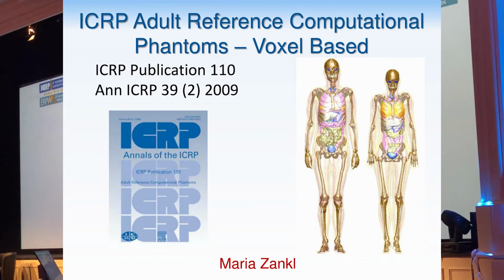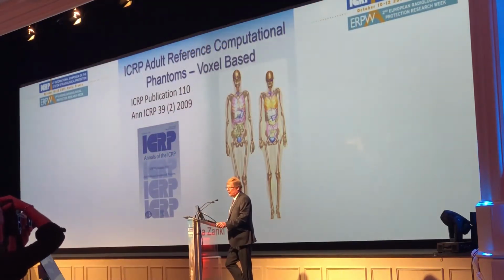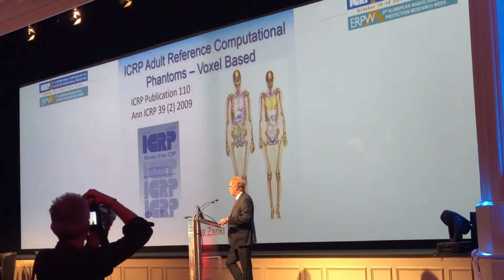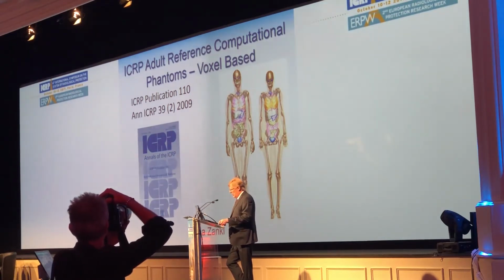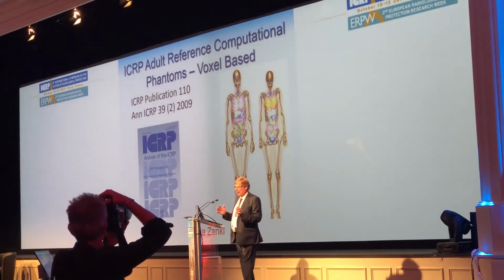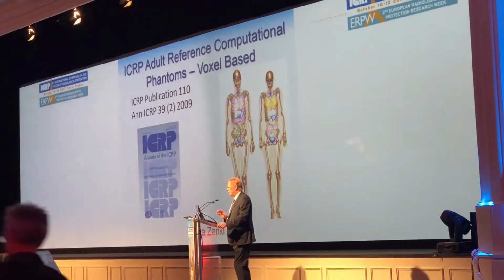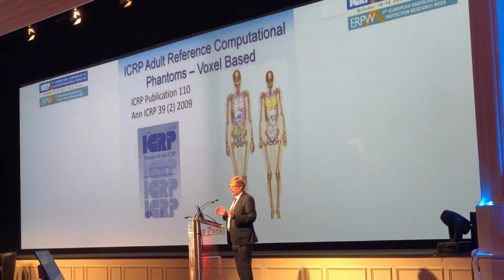So you're going to hear more about this, but one of the important changes in Publication 103, the 2007 recommendations, was the introduction of the idea of ICRP reference phantoms. Based on medical imaging, this is the first time ICRP has its own phantoms, with separate phantoms for males and females, so that organ doses are calculated separately for males and females, and there's sex averaging in the calculation of effective dose. We'll hear much more about this from Maria later this afternoon.